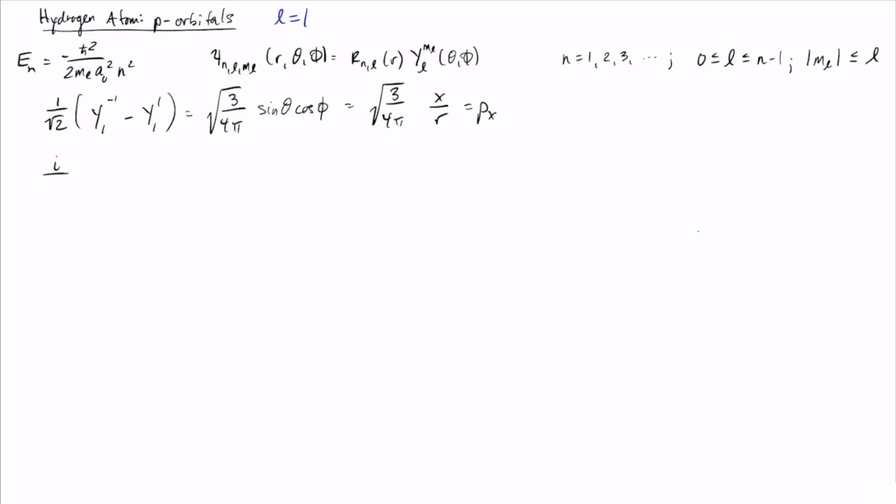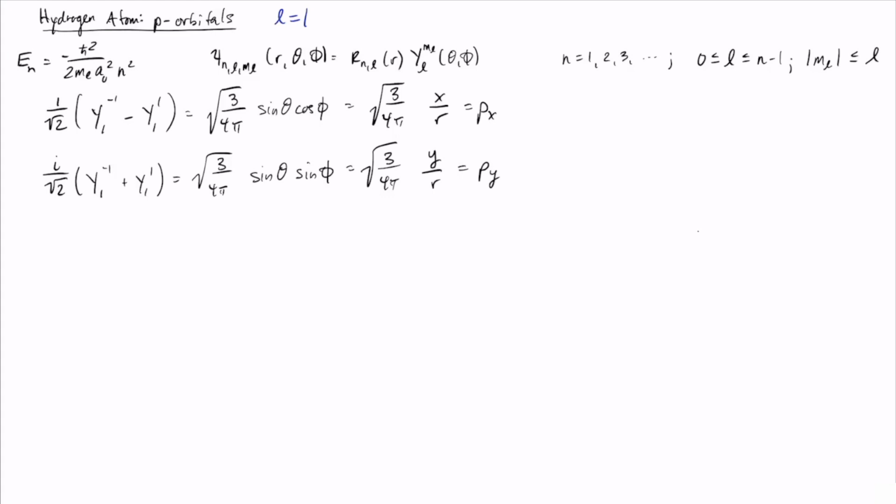And we call this the px orbital. Now if we take a different linear combination, we see that this becomes the square root of 3 over 4 pi, sine theta, sine phi. And using the same argument from above, we know that this has the Cartesian representation y over r, and therefore we write this as py.